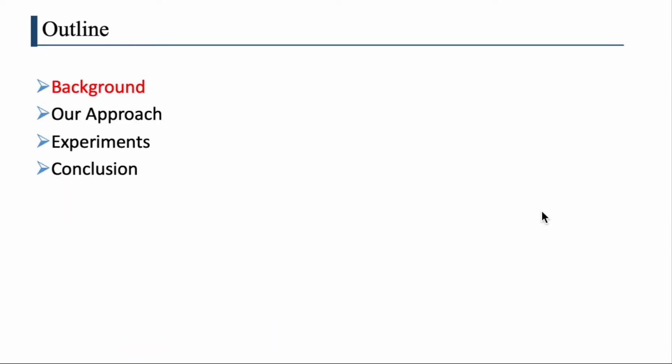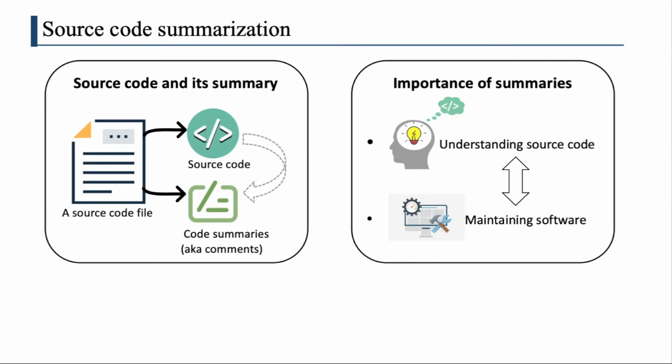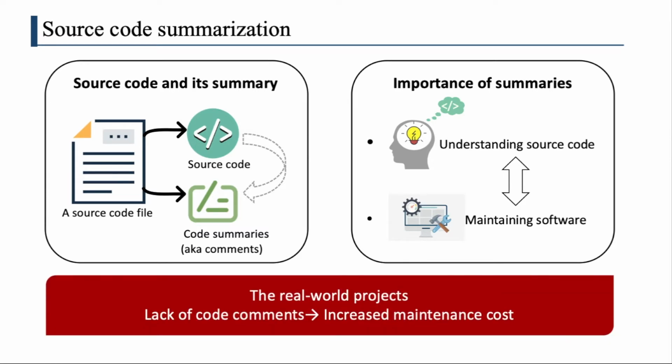This is the outline. First, as we all know, a code file mainly includes source code and its summaries or comments. Developers write code summaries based on the code. Source code summarization is a technology for generating summaries. Summaries are very useful for understanding and maintaining source code. Developers often spend a lot of time reading and comprehending programs. However, in reality, well-commented projects are few, which incurs more maintenance costs. So it's important to explore automatic techniques.